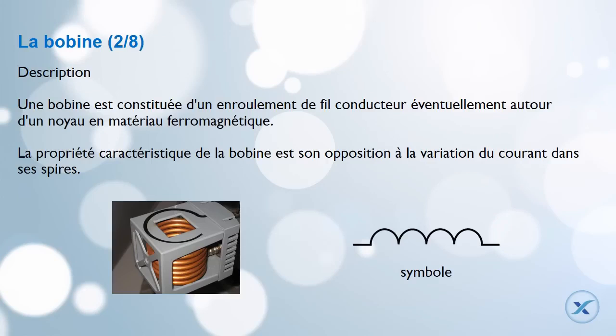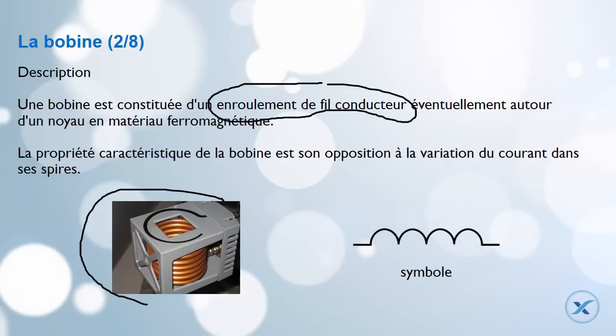Hello and welcome. In the previous video, we saw the capacitor. In this video, we're going to look at a new component called the coil. A coil is a winding of conductive wire, as we can see in this photo here, with this winding possibly being around a ferromagnetic material.